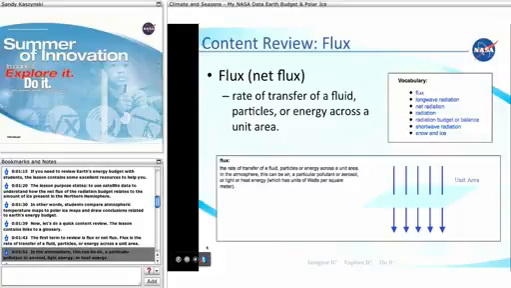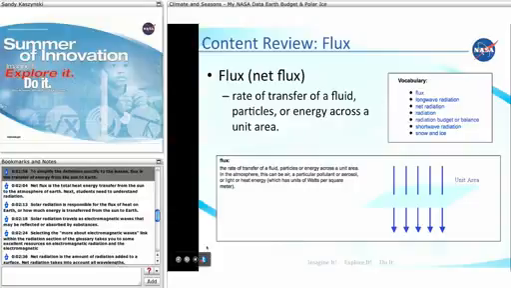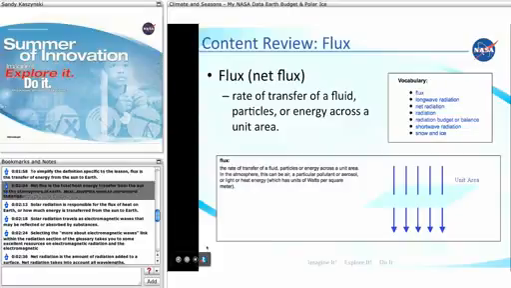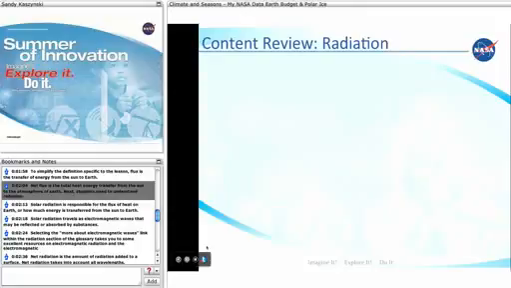In the atmosphere, this can be air, a particle pollutant, or aerosol, light energy, or heat energy. To simplify the definition specific to the lesson, flux is the transfer of energy from the Sun to Earth. Net flux is the total heat energy transfer from the Sun to the atmosphere of Earth.